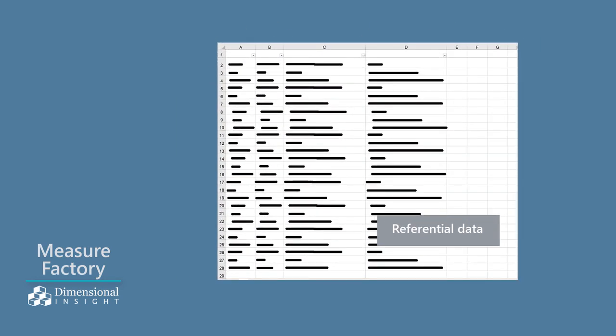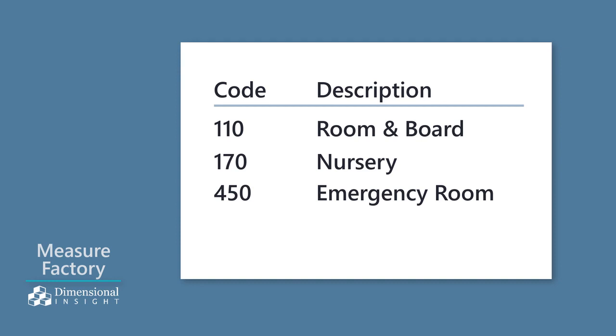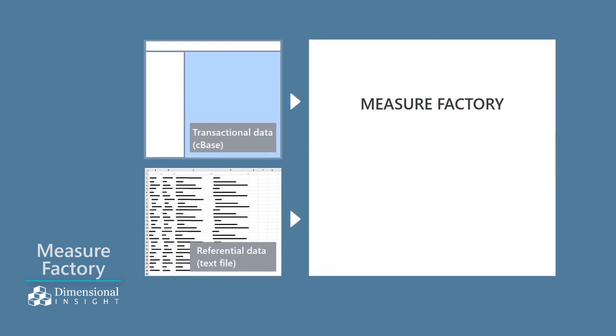Referential data, also called reference data, is data that provides definitions for codes used in a database. For example, a hospital charges database might include revenue codes that identify the types of services rendered to each patient. In our example, the code 110 signifies a room and board charge, while the code 170 indicates a nursery charge. These codes and their definitions are stored in text files, making it easier to change and update them should it become necessary. And this reference data, like transactional data, can also be used as inputs for the Measure Factory process.